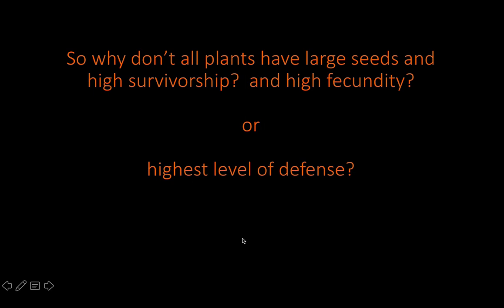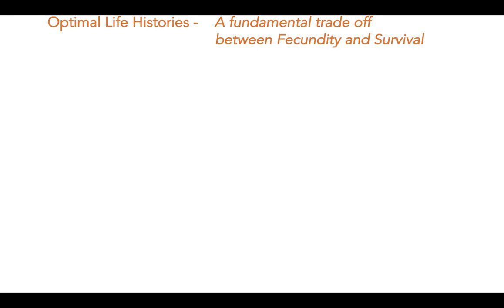But similarly, why don't we find plants out there packed full of defensive secondary chemistry? So why can't plants have huge seeds and huge numbers of secondary compounds, so that you basically design by natural selection the perfect plant that's well defended and well allocated for the future generations? Okay, so we have to talk a little bit about optimal life histories. And optimal life histories help make sense of this dilemma. That is, how come all plants don't have large seeds?